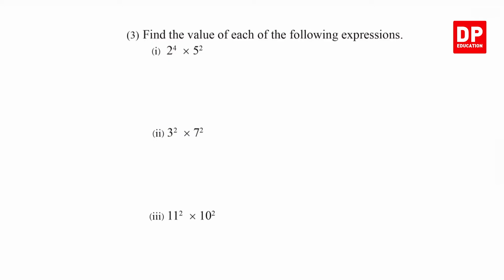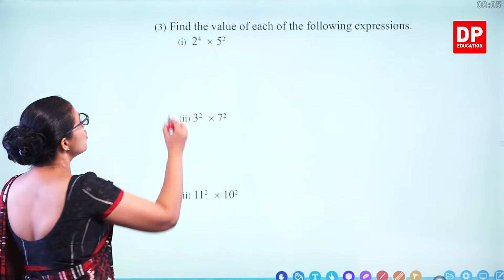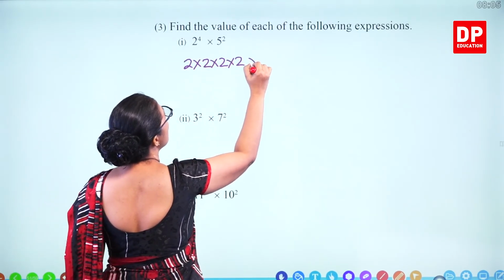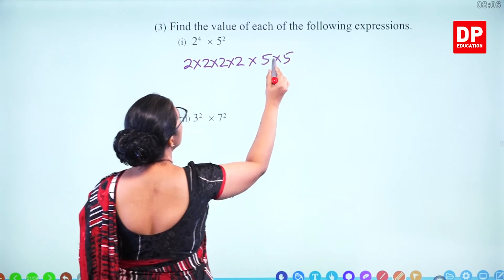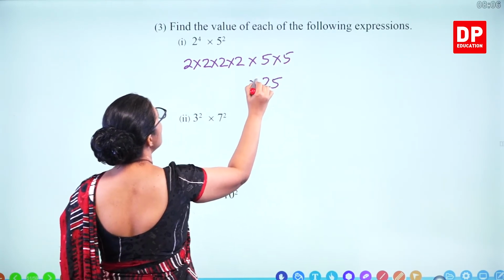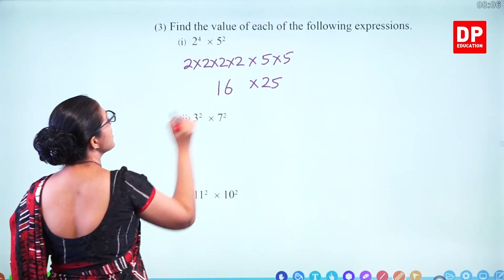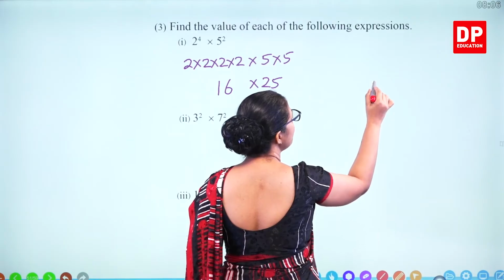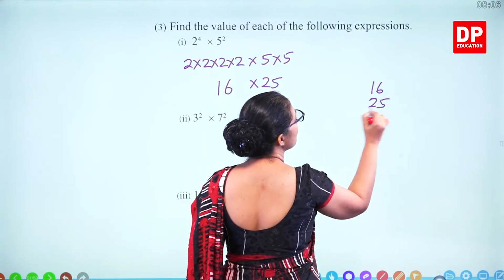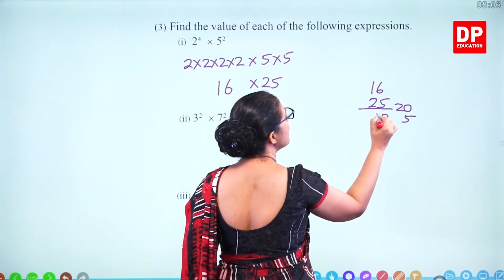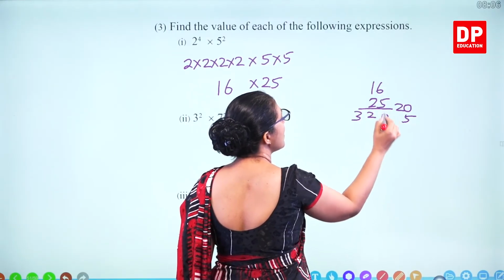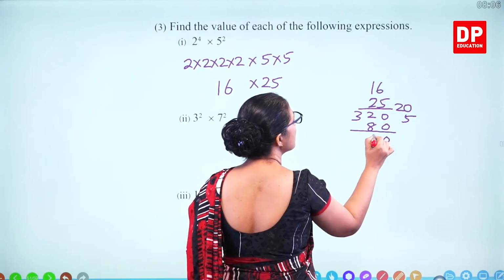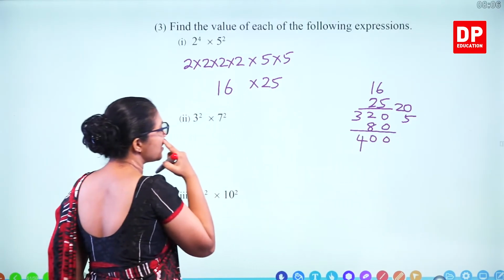Find the value of each of the following expressions. 2 to the power of 4, that means 2 four times, and 5 twice. 5 times 5, 25. 2 to the power of 4 is 16. 16 times 25. 20 and 5. And 5 times 6, 30. 5 times 1, 5 plus 3, 8. So 400.